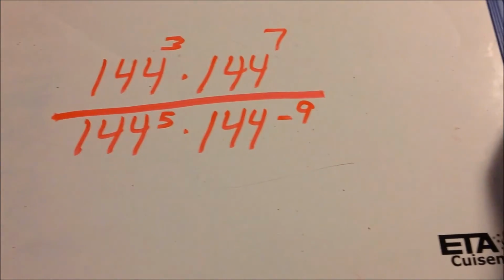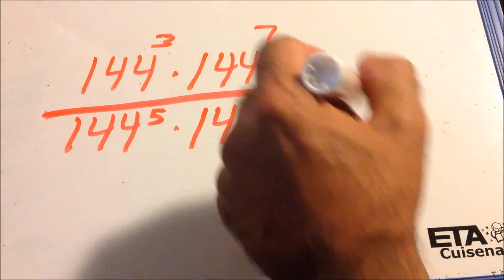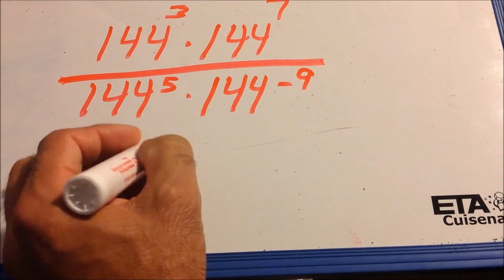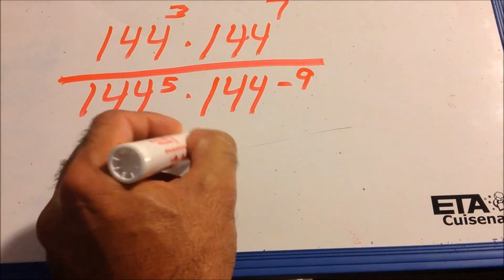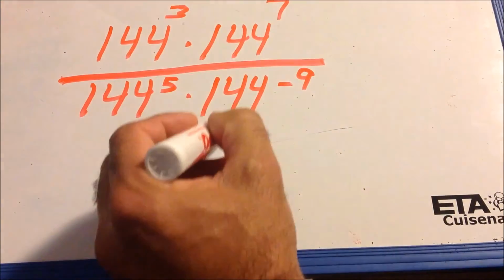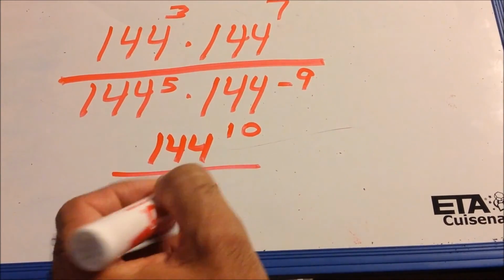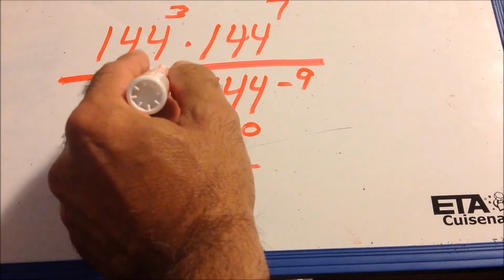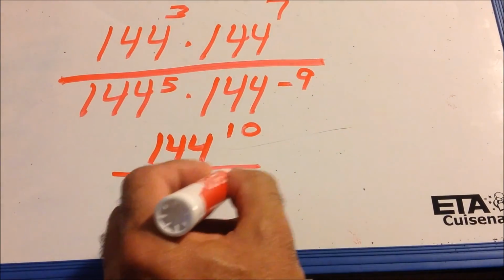So let's do the top first. I'll move that over a little. They have the same base. Actually, let me bring that up. They have the same base. So on top here, it's the same base, and it's 3 plus 7. That'll be to the 10th power. And the bottom has the same base, so it'll be 144. Now this is 5 plus negative 9, which is negative 4.